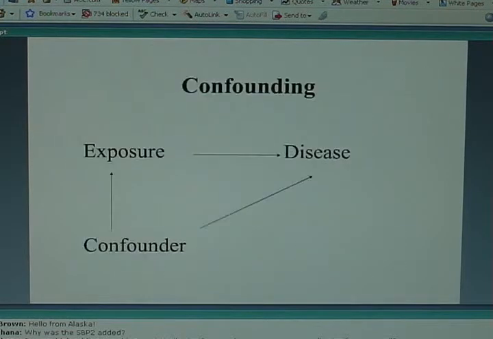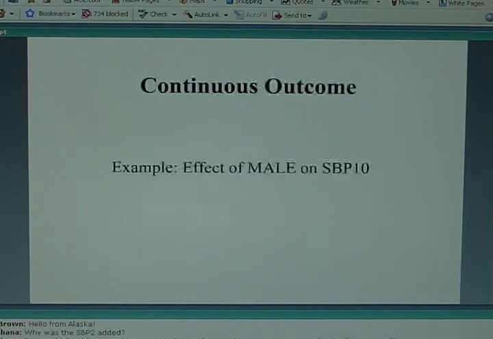Okay, I'm going to stop now. Next week we're going to talk about continuous outcomes, linear regression. And hopefully we'll talk a little bit about Cox regression, survival analyses also.